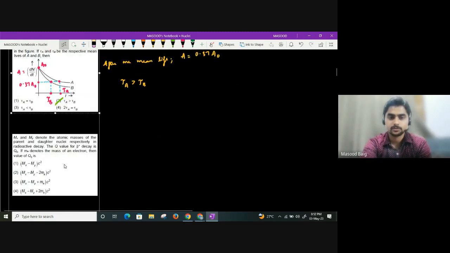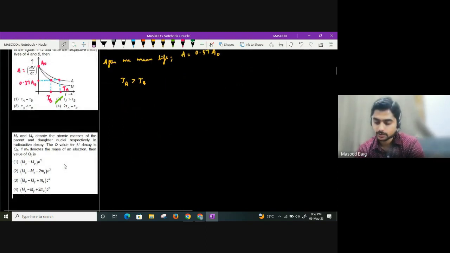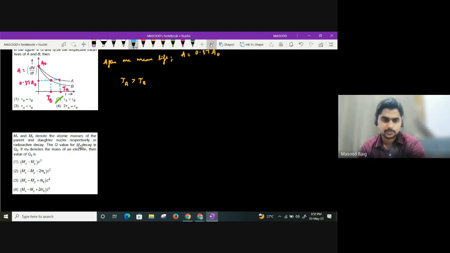Now, this is a very important question, guys. Mx and My denote the atomic masses of the parent nuclei and the daughter nuclei, respectively, in radioactive decay. The Q value for beta plus decay is Q naught. Beta plus decay means a positron will be emitted away. So what is the meaning of beta plus decay?